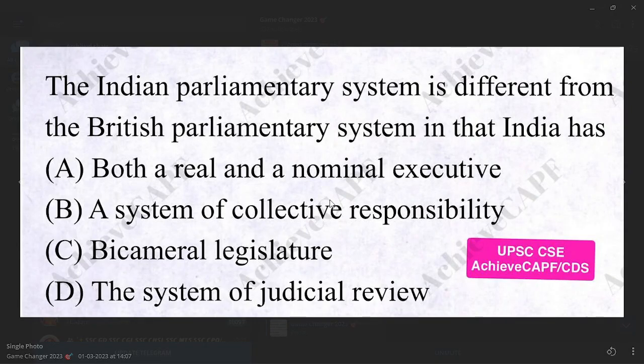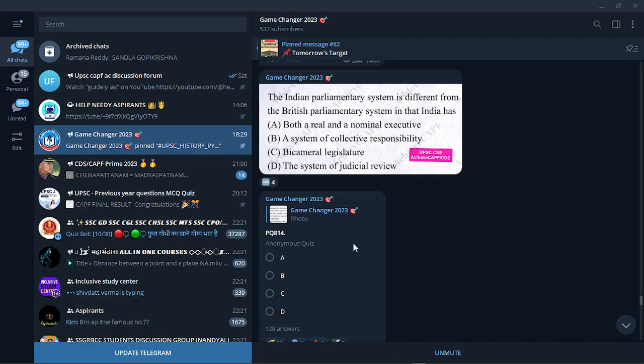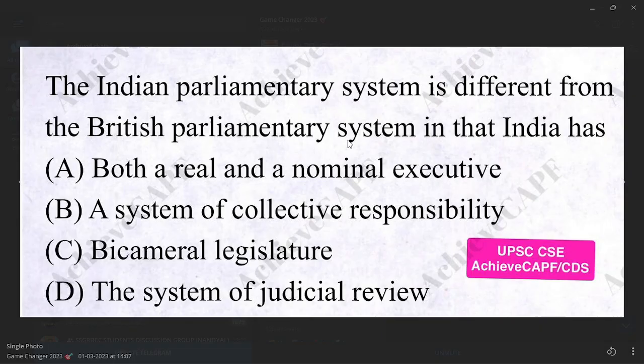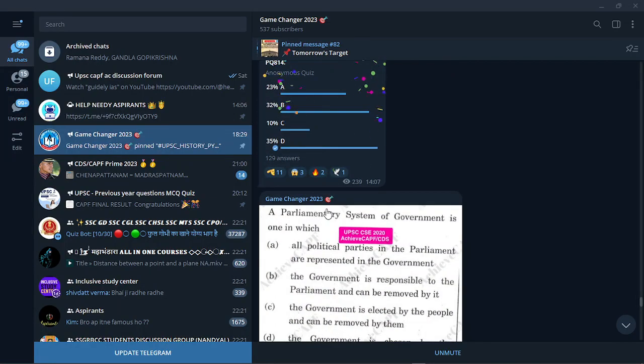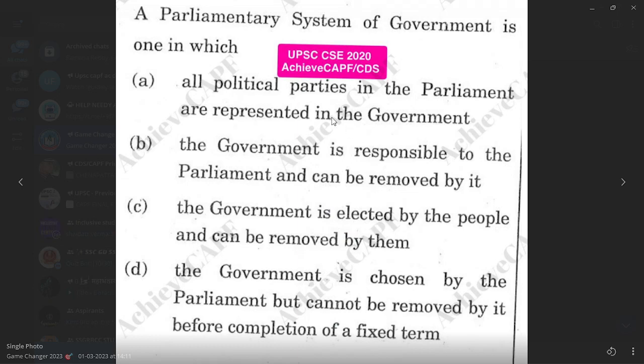Next, Indian is different from the British parliamentary system in both real and nominal. A system of collective responsibility, bicameral, a system of judicial review. D. Okay. British legislature, so D, and real executive. Okay, system of judicial review. D. There the Crown is the head.